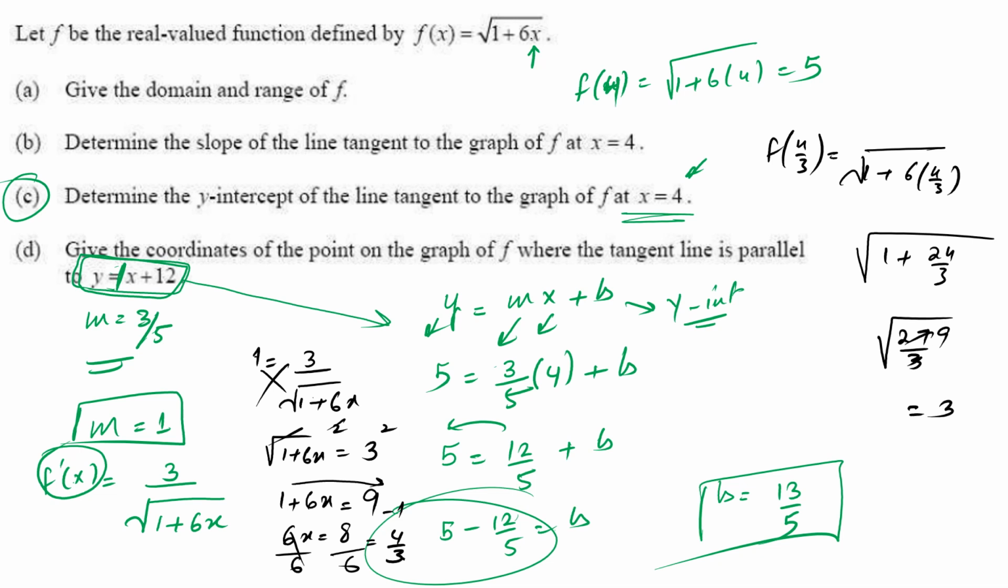So my coordinates are x and y. So x is 4 by 3 and y is 3. Just check the calculations if you have any problem.